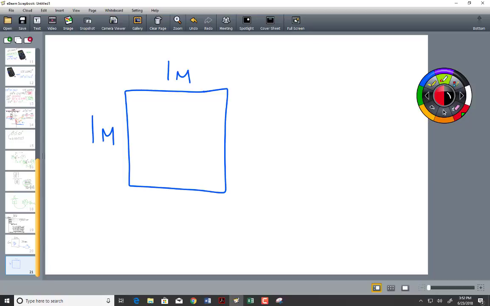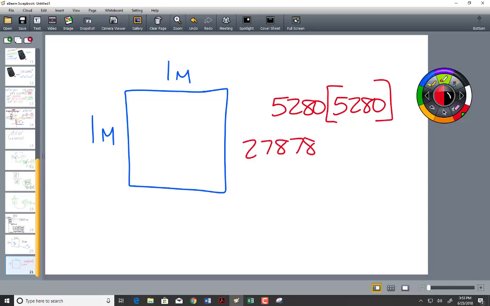That is 5,280 feet by 5,280 feet, right? And this is where the funky math comes in of the English system. That is 27,878,400 square feet. So you have that many square feet.